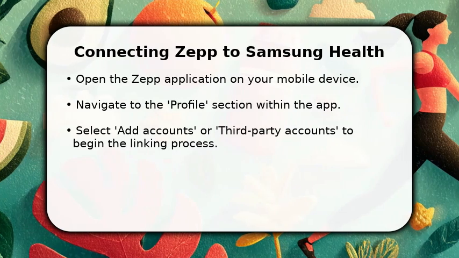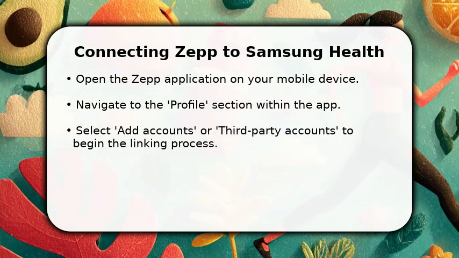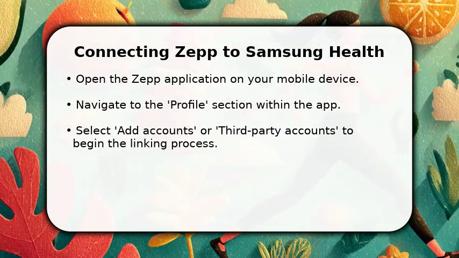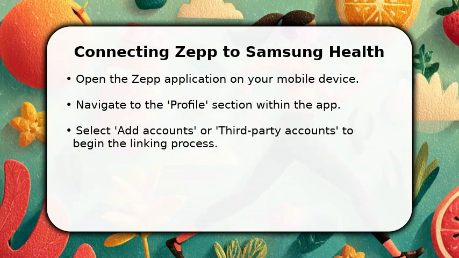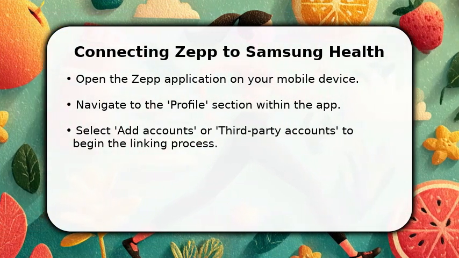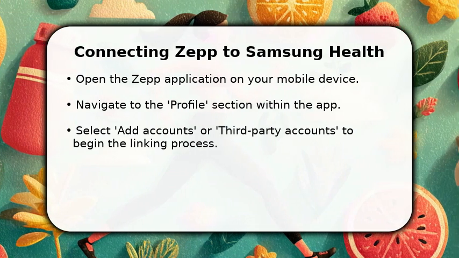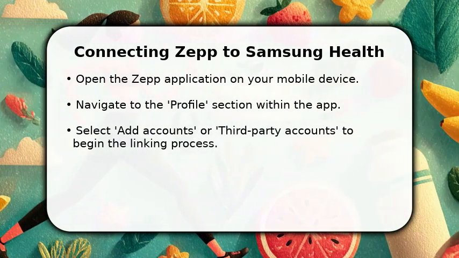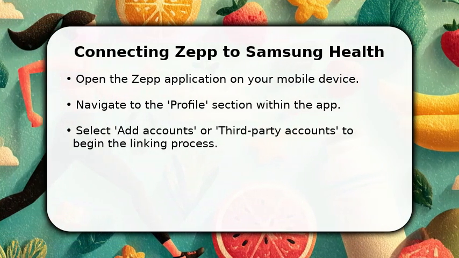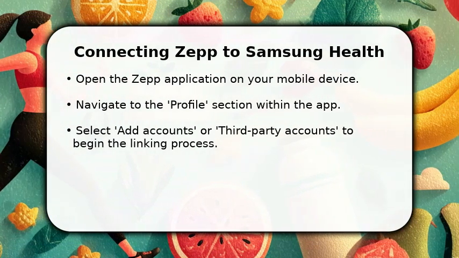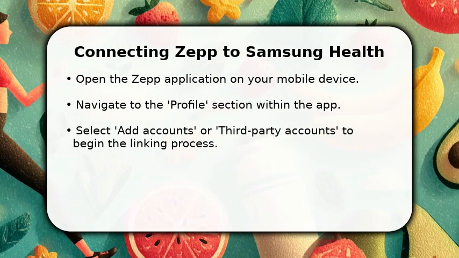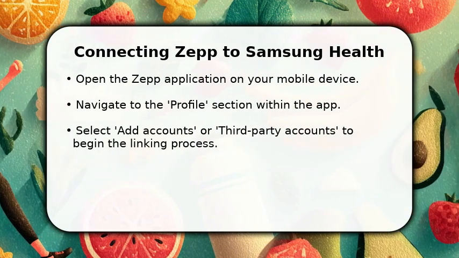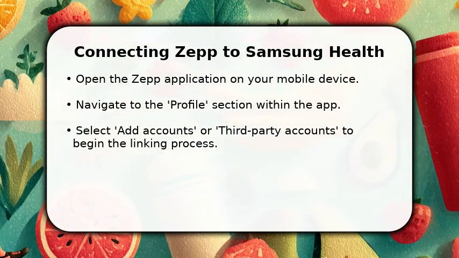In this video, I will explain how to connect Zepp to Samsung Health. First, open the Zepp application on your mobile device. Once inside, navigate to the Profile section, typically located at the bottom right of your screen. From there, you will select Add Accounts or Third-Party Accounts to begin the linking process. This is your essential first step to integrating your valuable health data seamlessly between the two platforms.